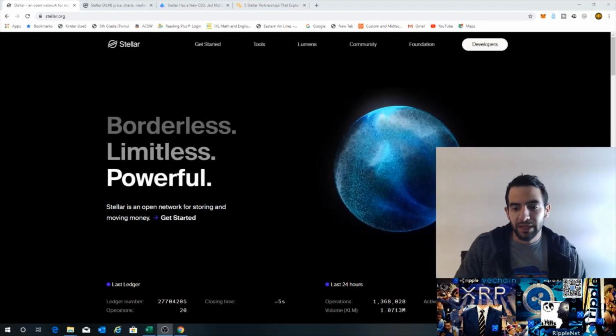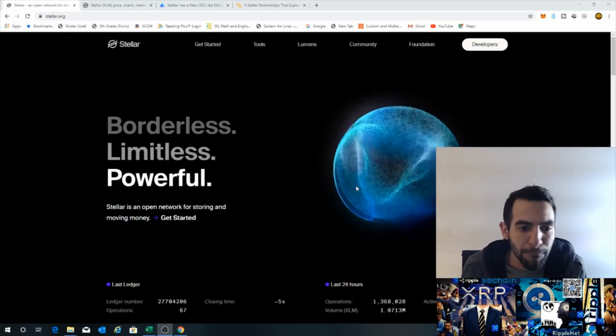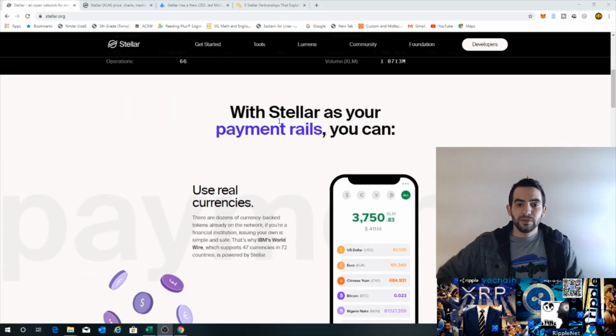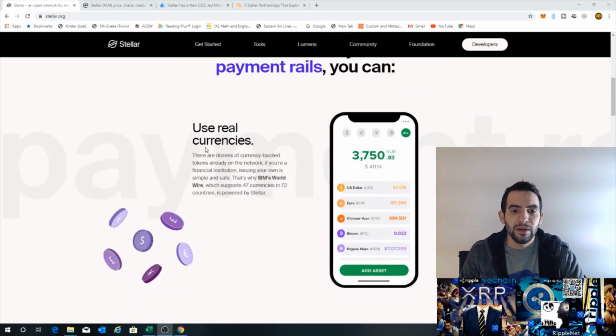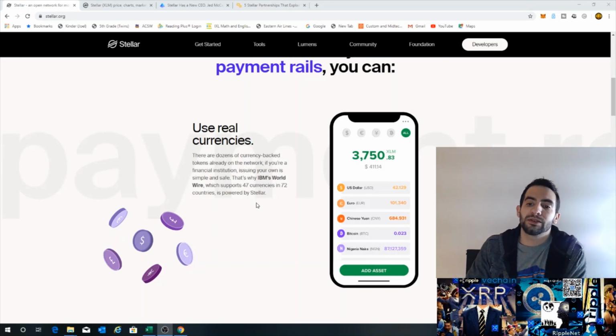The actual website. So this is what it looks like. Got a little ball going in circles and it looks pretty cool. Borderless, limitless, powerful. And here it starts with Stellar as your payment rail. You can use real currencies. There are dozens of currency-backed tokens already on the network. If you're a financial institution, issuing your own is simple and safe. That's why IBM's WorldWire, which supports 47 currencies in 72 countries, is powered by Stellar. So, use case. That's pretty good.